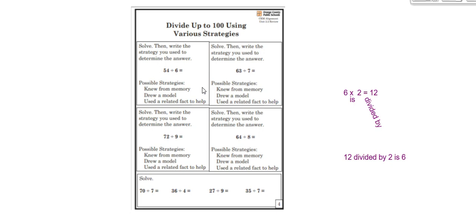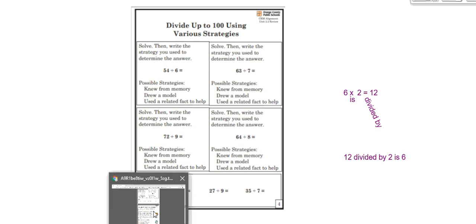So for the purpose of this video, I'm going to work on the first problem of the page, and from the second part, I'm going to work on the first problem as well. So we're going to be doing 2 problems together. Your job is to do the rest of the problems on your own.